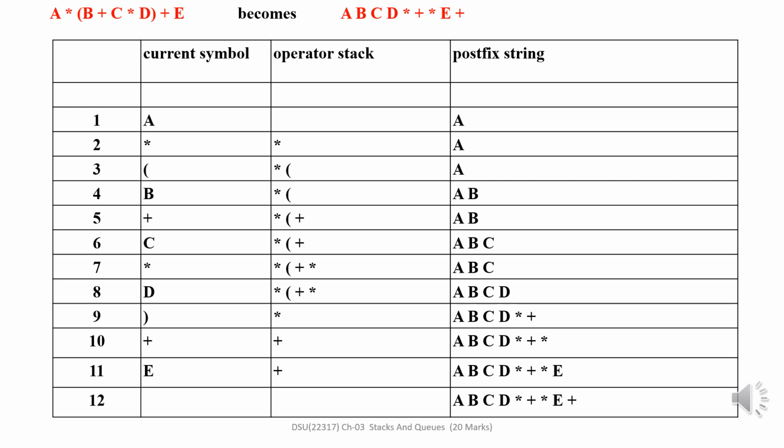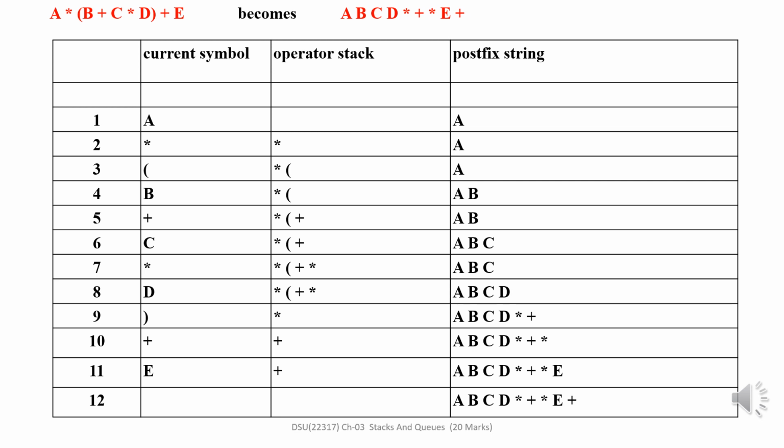The first scanned character is A. The postfix string is empty and the operator stack is empty, so in the postfix string there is A. Next is *. The * goes in the operator stack, and the postfix string remains as it is, that is A. Then next is the opening brace.